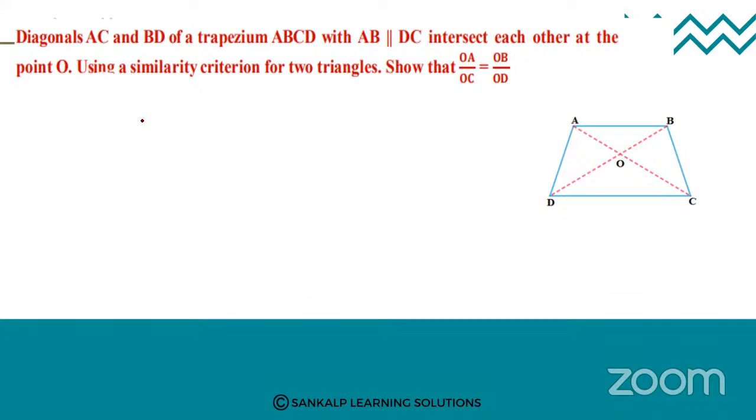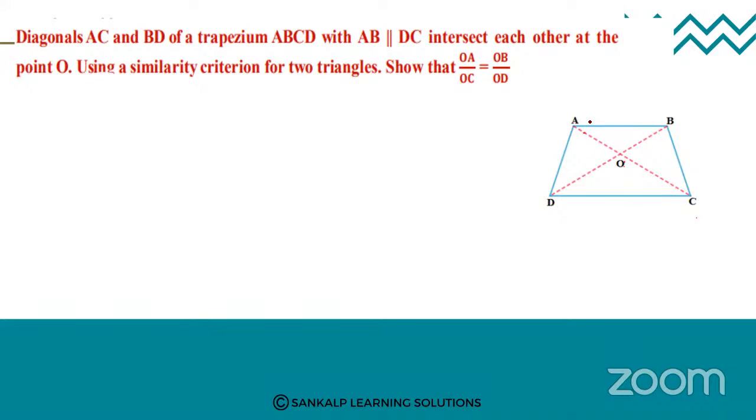Diagonals AC and BD of a trapezium ABCD with AB parallel to DC intersect each other at point O. Using a similarity criterion for two triangles, show that OA divided by OC is equal to OB divided by OD. Here one trapezium is there, we call that trapezium ABCD, and AC and BD are diagonals, and those two diagonals intersect at a point O.